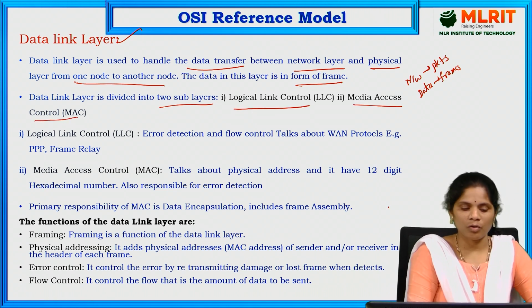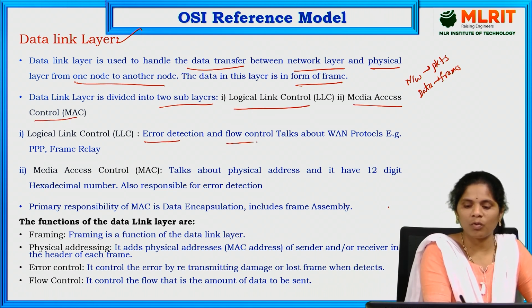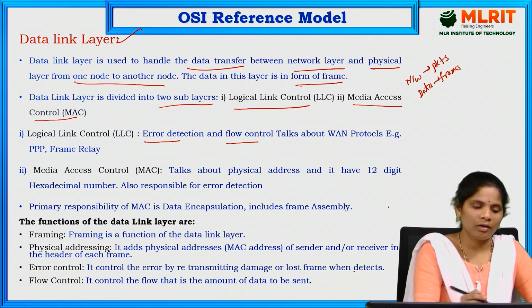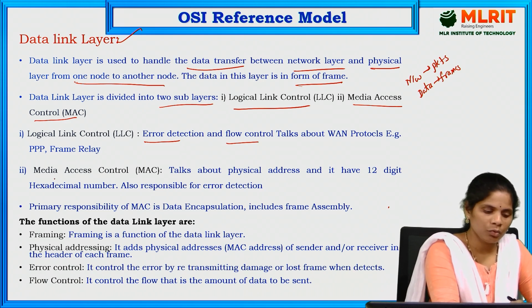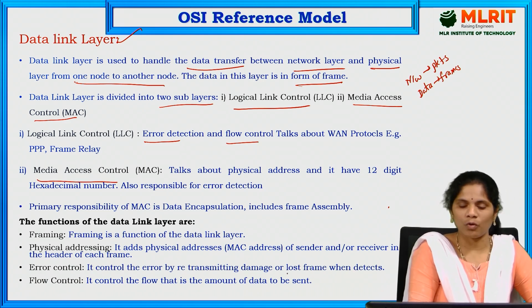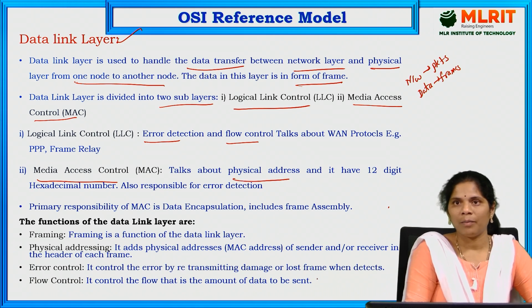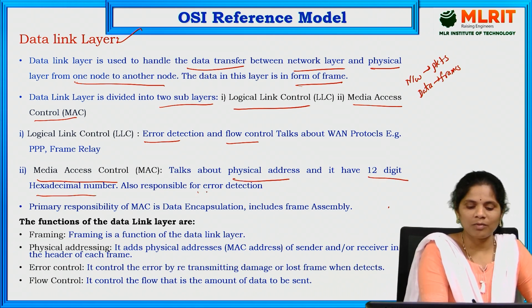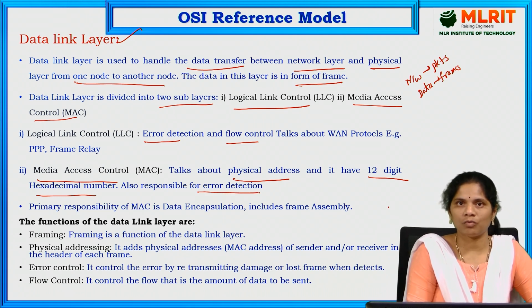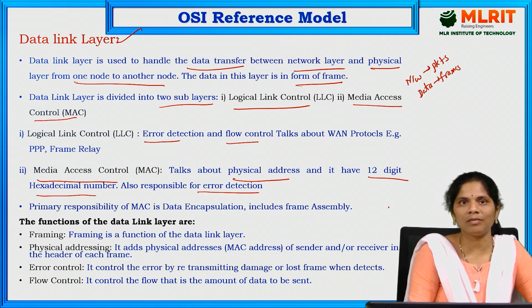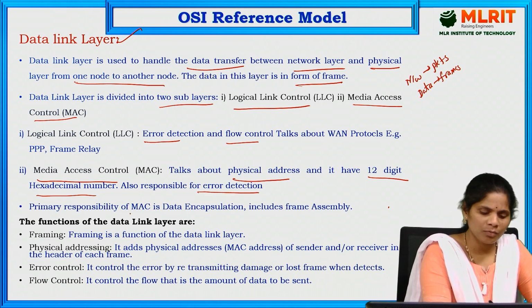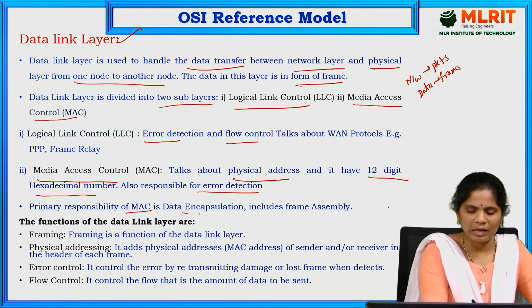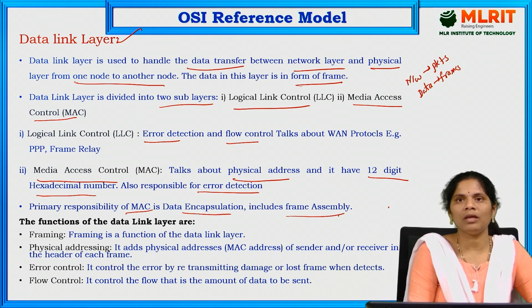Logical link control is mainly for error detection and flow control. These two tasks are done in logical link control. Coming to media access control, it mainly deals with the physical address, which is a 12-digit hexadecimal number, and it is also responsible for error detection. This is the media access control sublayer. The primary responsibility of the MAC is data encapsulation, which also includes frame assembly.